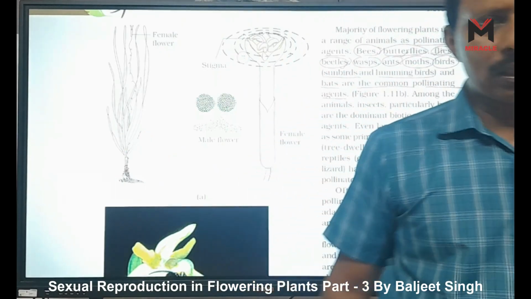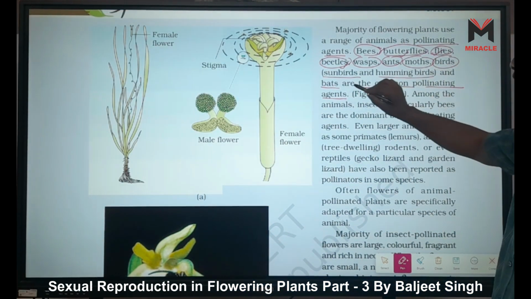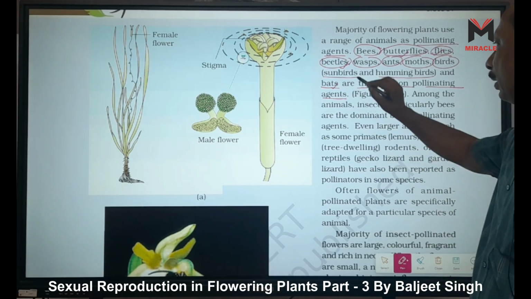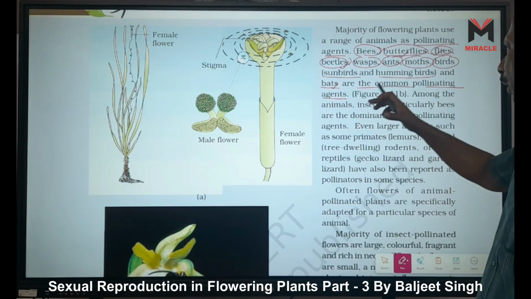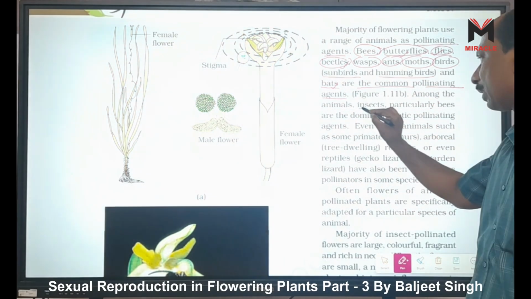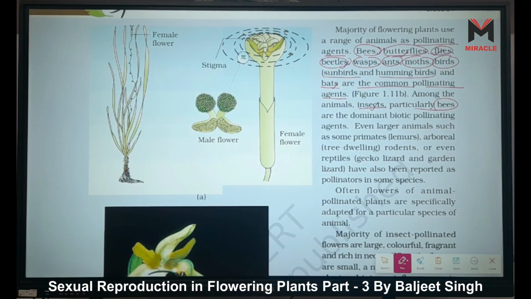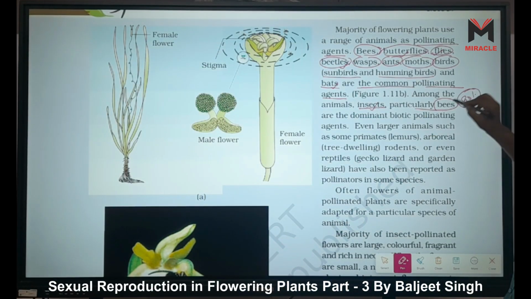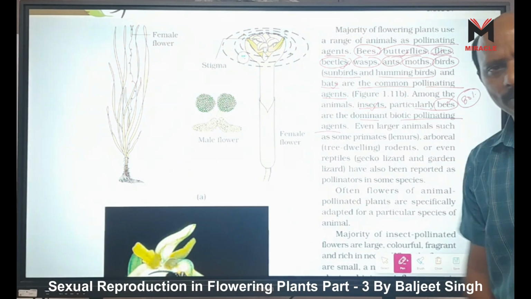In Hindi it is called chandan, right? And bat is even here. Yes, bats means what? Chiropterophily. Sunbird and hummingbird means what? It is ornithophily, right? Are the common pollinating agents. Among the animals, insects, particularly bees, right? Insects means entomophily, particularly bees, means 80% of entomophily occurs by bees, which are the dominant biotic pollinating agents.